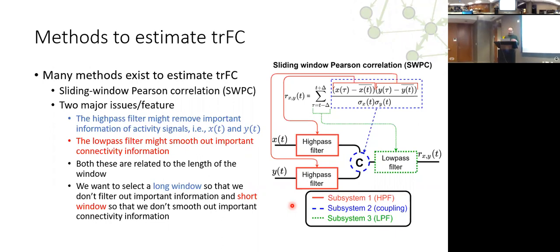Both of these issues are actually related to one parameter, the window shape and window size, right? What a lot of papers argue is that we want a long window so that we don't filter out important information of the activity, and we want a short window so that we don't smooth out important information of the connectivity. But as you notice, these two are opposite of each other. We want two different things. We cannot have both, unfortunately.